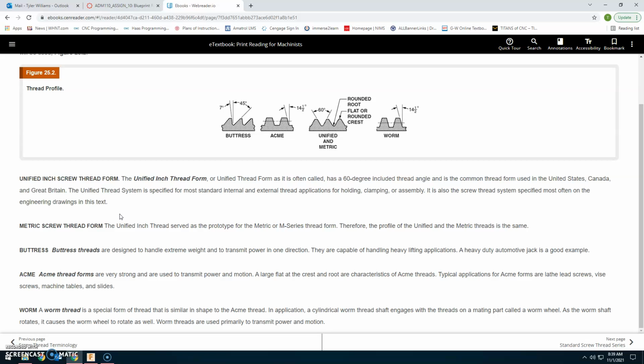Then you got a worm gear, or worm thread, which is a special form of thread that is similar in shape to an Acme thread. In application, a cylindrical worm thread shaft engages the threads on a mating part called a worm wheel. As a worm shaft rotates, it causes the worm wheel to rotate as well. Worm wheels are used primarily to transmit power and motion.